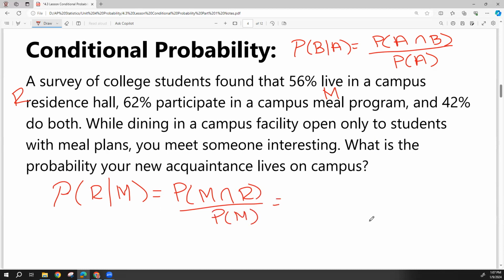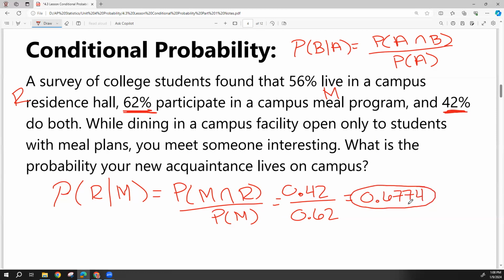So we need the probability that this person lives on campus and has a meal program. Well, we know what that is. That's this 42%, so 0.42. And we're going to divide by the probability that any random person on campus participates in a meal program. So we also have that value, 0.62. And when we divide that out, I'm going to round to 4 decimal places. We get a probability of 0.6774.